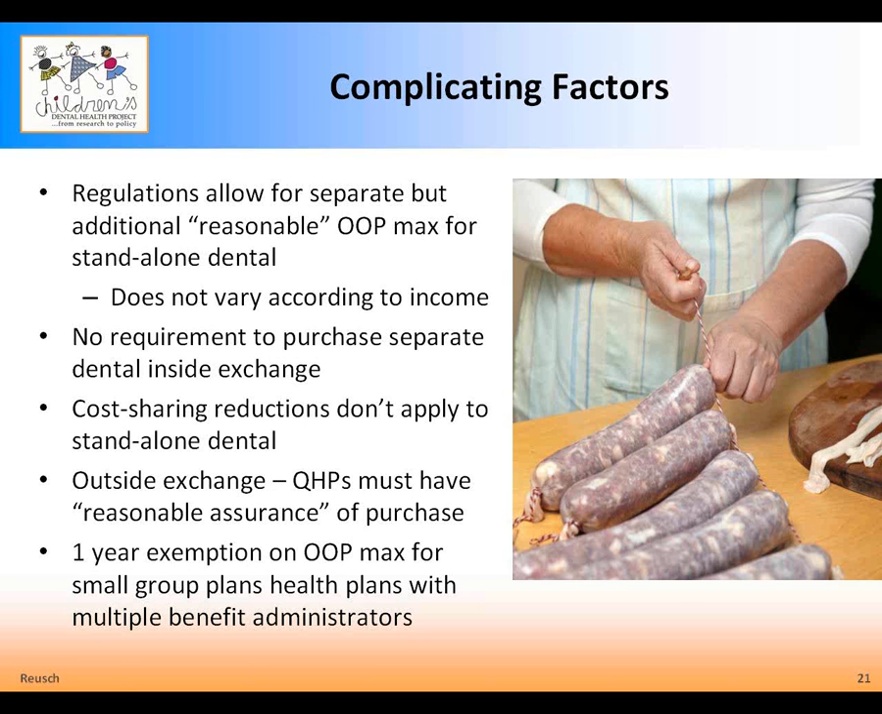Some of the complicating factors are, like I said before, the regulations allow for a separate but additional, quote-unquote, reasonable out-of-pocket maximum for standalone dental plans. And this differs a bit from the out-of-pocket maximums that the law sets for medical in that it doesn't vary according to a family's income. So a family at 250% of federal poverty level would have the same out-of-pocket maximum for their dental if they purchase it through a standalone plan as a family at 400%.